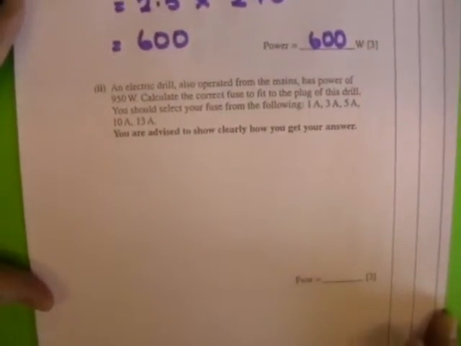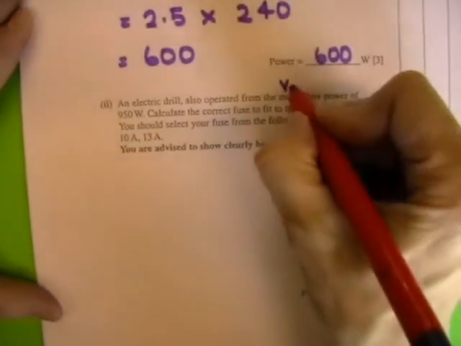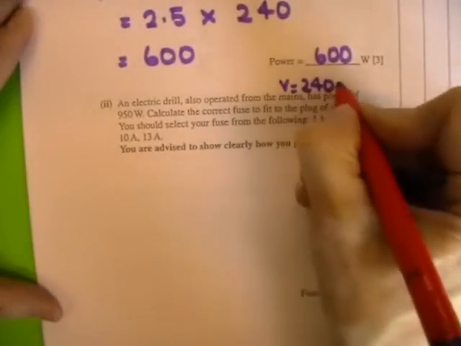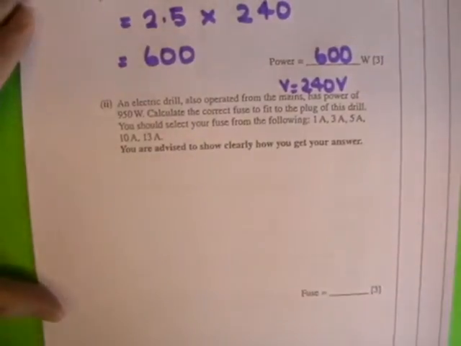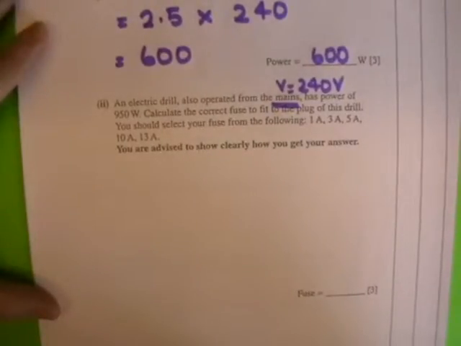An electric drill also operated from the mains, so in other words, it also has a voltage of 240 volts, and it's expecting you to understand that. It has a power of 950 watts. Calculate the correct fuse to fit to the plug of this drill. You should select your fuse from the following: 1 amp, 3 amps, 5 amps, 10 amps and 13 amps.